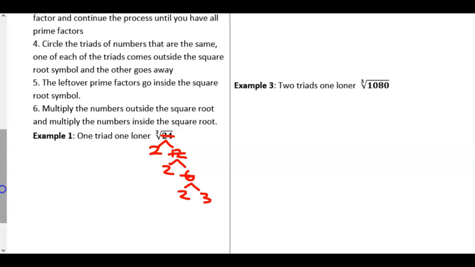Now here's the big difference. For cube root, I need 3 of a kind. Triples, triads, however you want to say it. Okay?